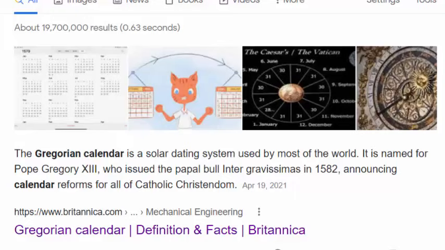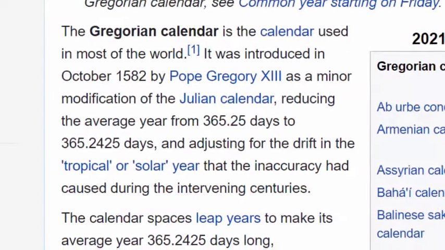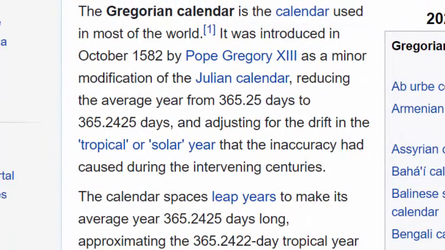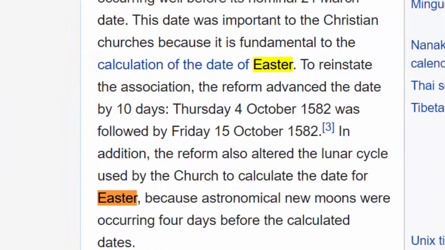It's named after Pope Gregory III, who in 1582 declared this calendar, the Gregorian calendar, as the calendar for the Christian church. You see here at Wikipedia.com that the Gregorian calendar was the replacement for the Julian calendar. Now, those two calendars were very similar, both having 365.25 days in it. But when you study as to the reason why Gregory needed to change the calendar, you'll find that that need was surrounded by the date of Easter. In other words, the Julian calendar didn't get his date for Easter correct, so he had to change the calendar so that the date of Easter would fall precisely on the day in which he needed it to.